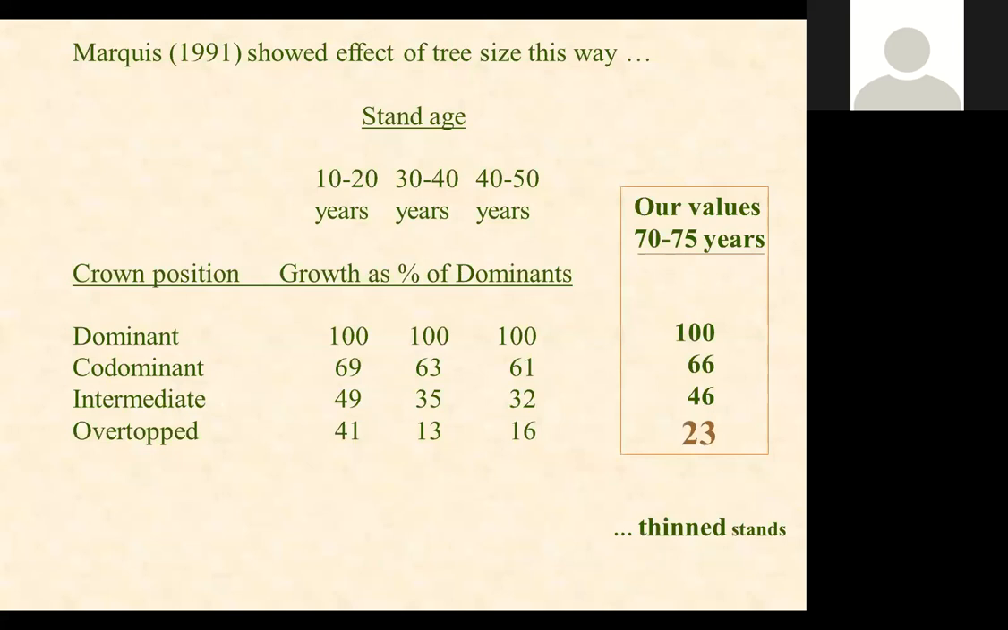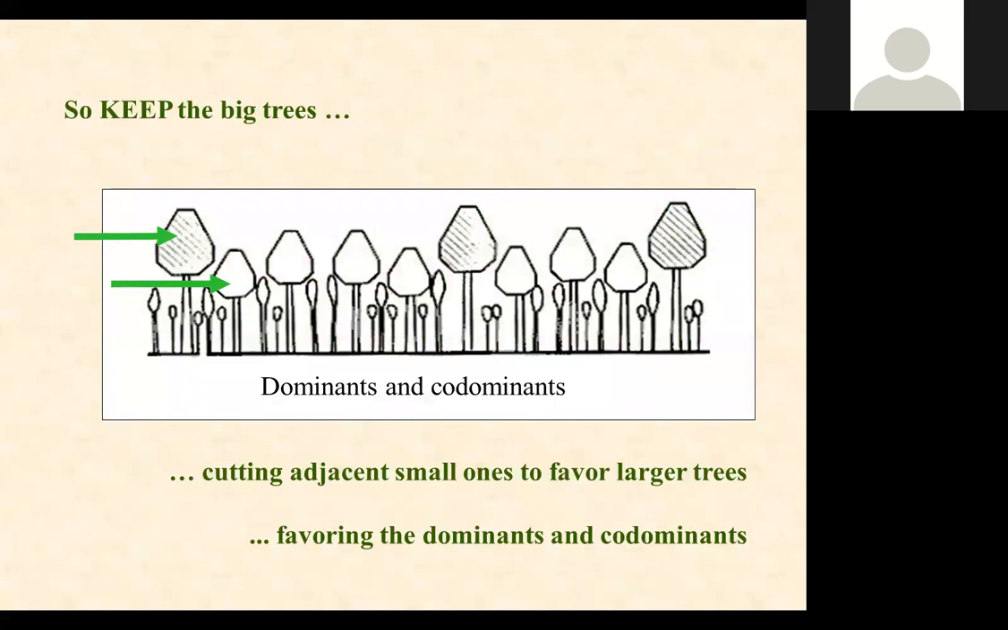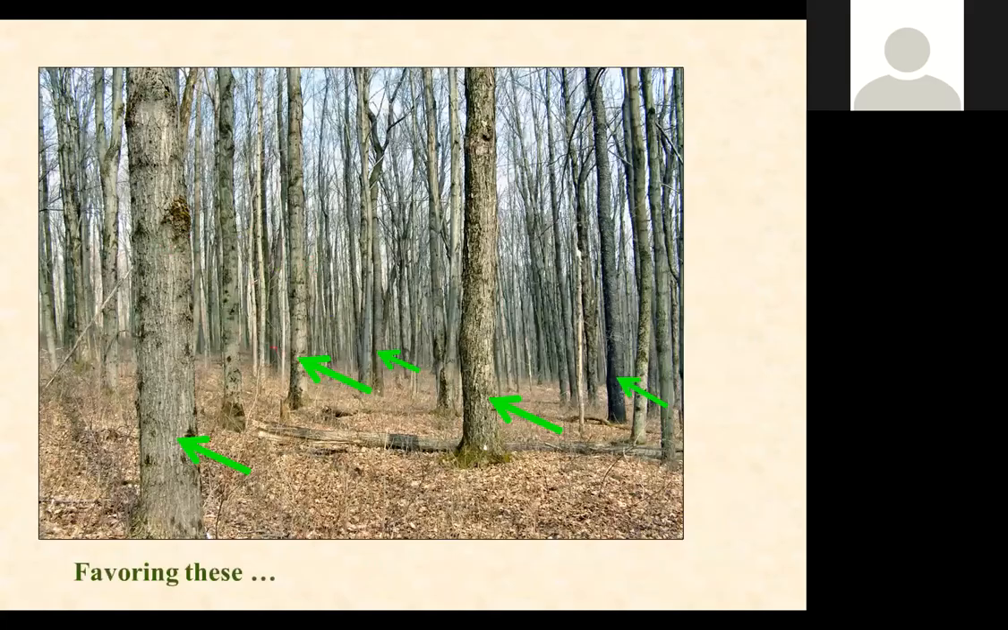So keep the big trees, cutting the adjacent small ones around them to release the crowns, to add some light around the lower parts of the crowns of the dominants and the codominant trees. That will result in better growth. Favor the dominants and the codominants. These trees, the ones of upper canopy positions, the ones of largest diameters, and at a uniform spacing, so that you've got the full canopy coverage, you get a full stocking as the stand develops.